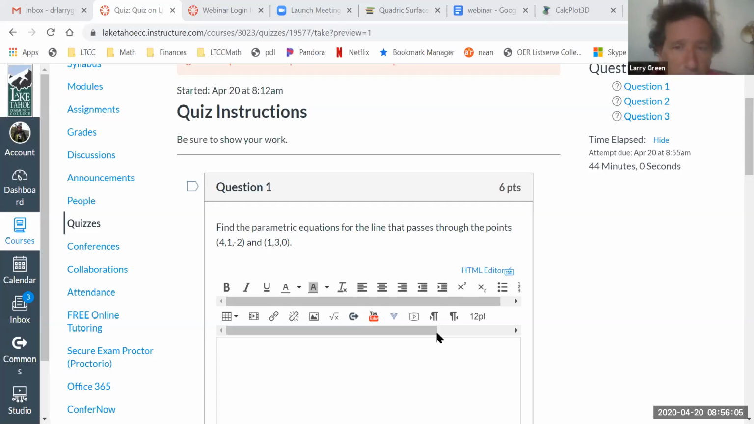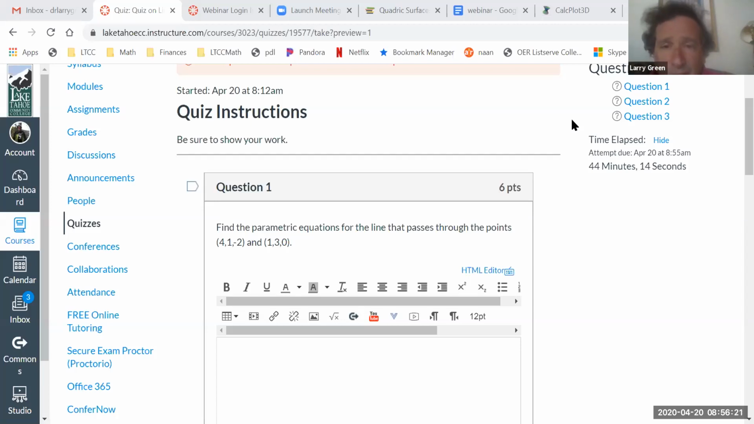Okay, so here's your quiz. Let's look at question 1. Find parametric equations for the line that passes through the points (4, 1, -2) and (1, 3, 0). So that's what we need to do.